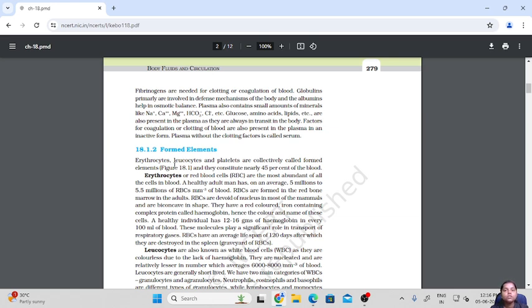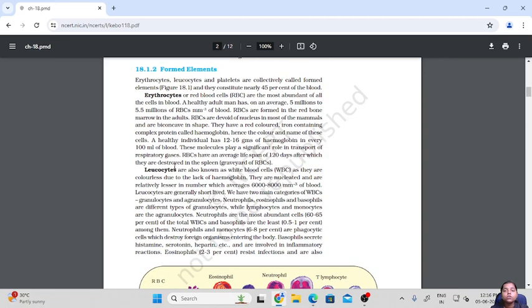The factors for coagulation or clotting of blood are also present in the plasma, in an inactive form. Plasma without the clotting factors is called serum. Now we'll see what are called formed elements. Erythrocytes, leukocytes and platelets are collectively found in the blood and are called the formed elements, and they constitute nearly 45% of the blood.